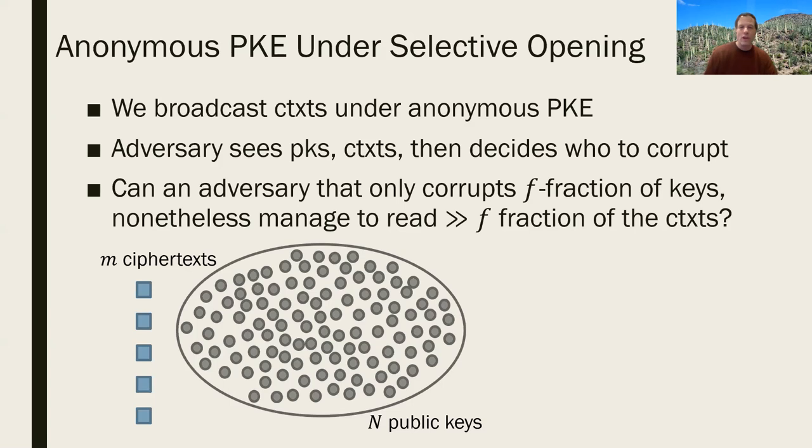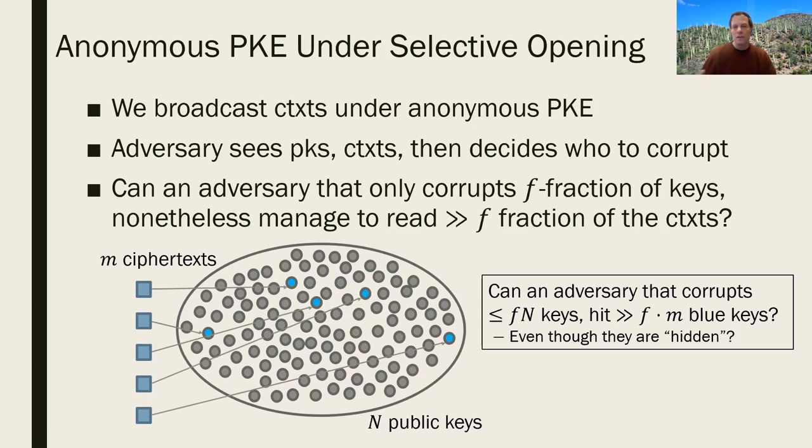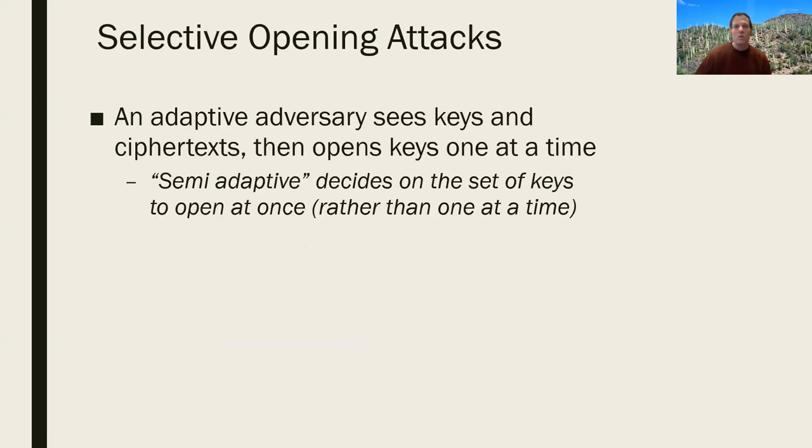We have this setting where we have a lot of public keys and very few ciphertexts, and these ciphertexts were encrypted under some of the keys. The question we ask here is, can an adversary that corrupts only a fraction of the keys nonetheless hit a lot more than a fraction of the keys that were actually used, even though they are hidden? You can ask this question for an adaptive adversary that sees the keys and the ciphertext and then opens the keys. And you can ask it of an adversary that's a little less adaptive, in the sense that it still sees all the keys and ciphertext and then opens all the keys at once instead of opening one key at a time.